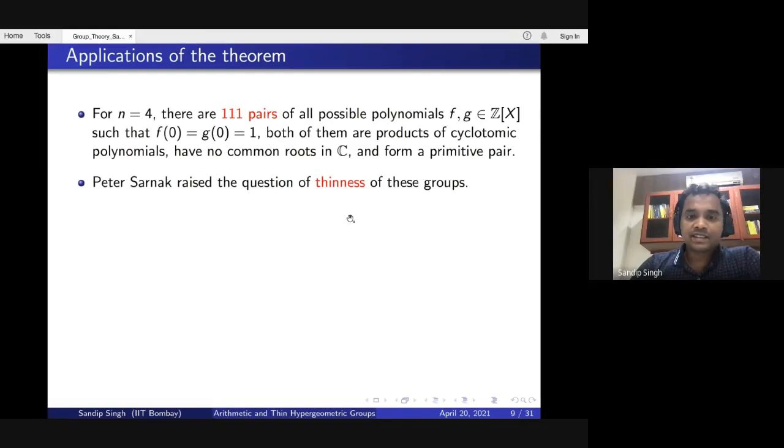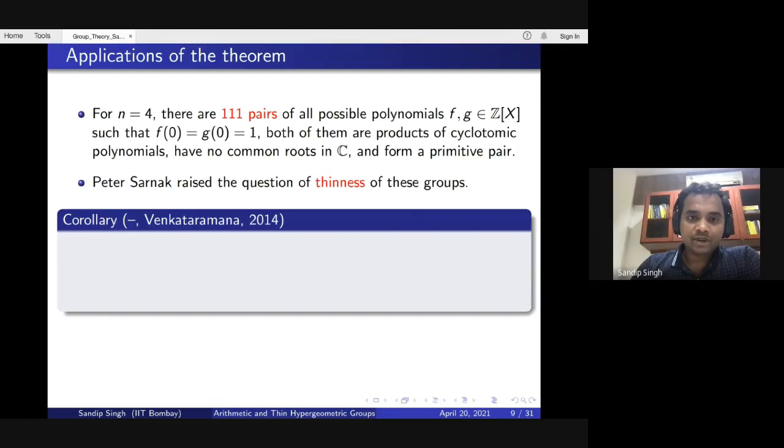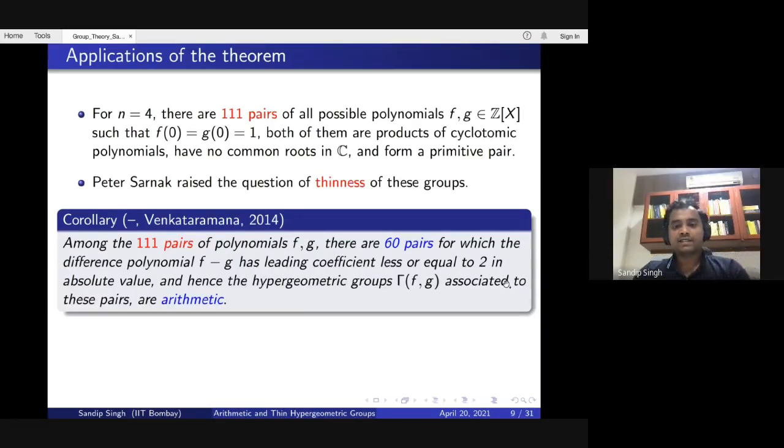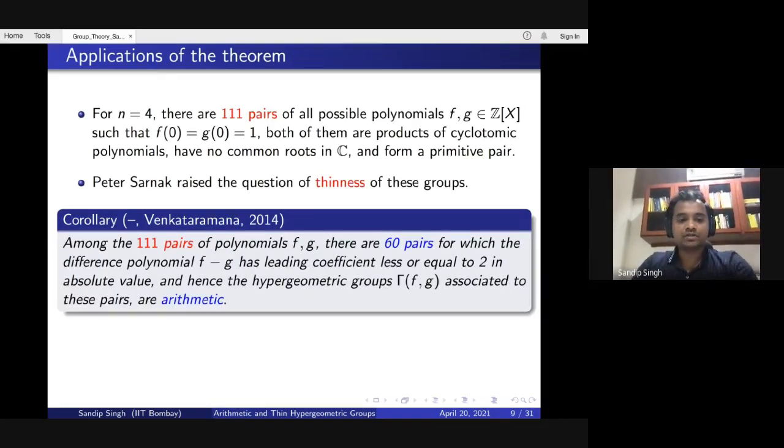And Peter Sarnak actually raised the question of thinness of these groups. It follows from the theorem directly that among these 111 pairs, there are 60 pairs for which the difference polynomial f minus g has leading coefficient less than or equal to 2 in absolute value. And hence, the hypergeometric groups gamma fg associated to these pairs are arithmetic.